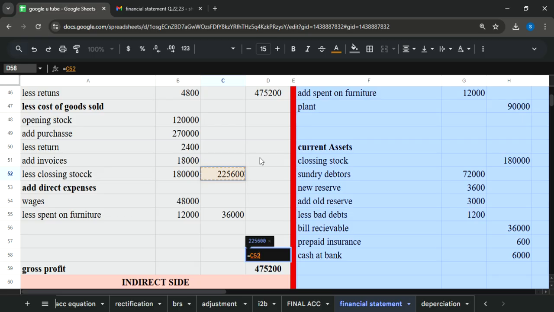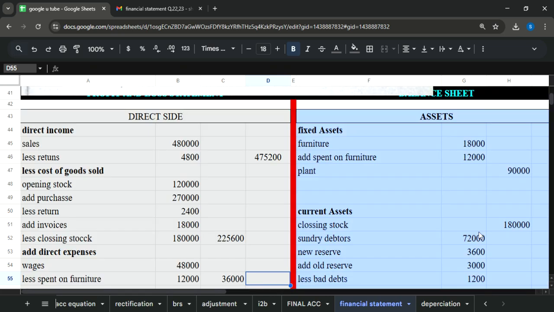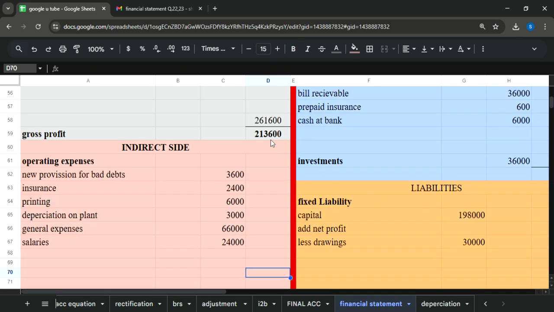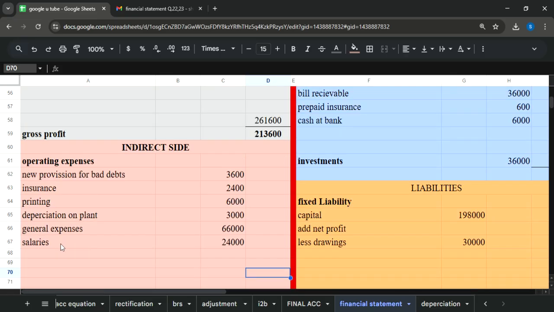This is the initial part of CGS. Then we will add direct expenses. Finally, we have got the total amount of CGS. And now you can see the answer is 213,600. Let's see what our answer is, 213,600. It means what we were saying about discount on purchase, this book writer had also opted to write it as other income. In this way, our GP is completed.